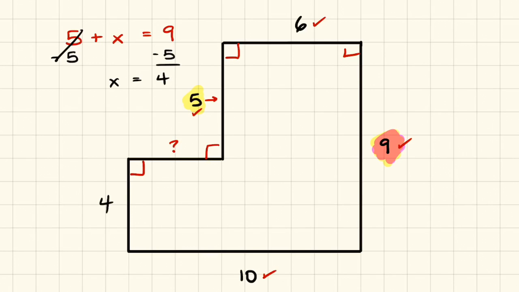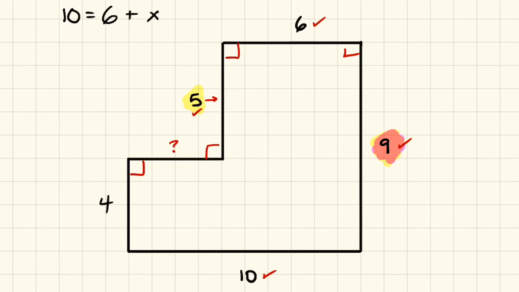I could do the same thing with the top and bottom. The longest side I know is 10, right? 10 equals 6 plus some number. Now again, mentally you're doing this. I get it. You're looking and quickly saying, well, x equals 4. But what great opportunities to practice and to see it in a more real-world scenario. 4 equals x. So I now know that this guy here is 4.